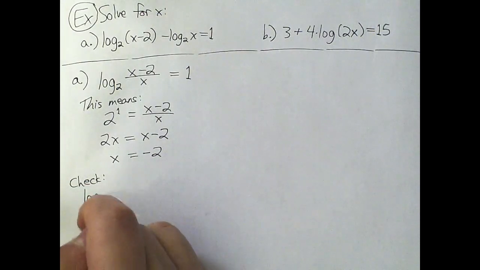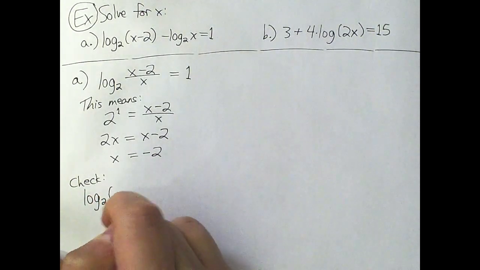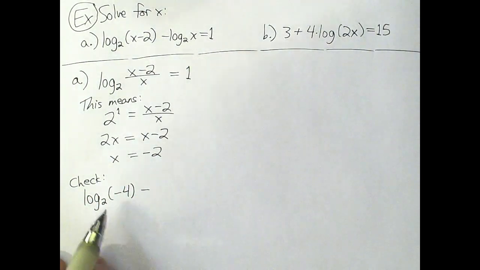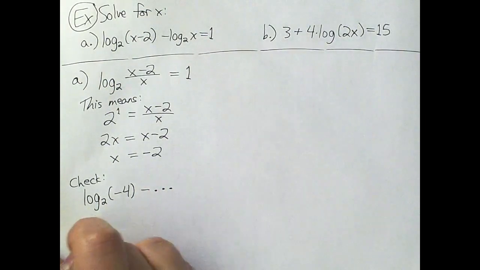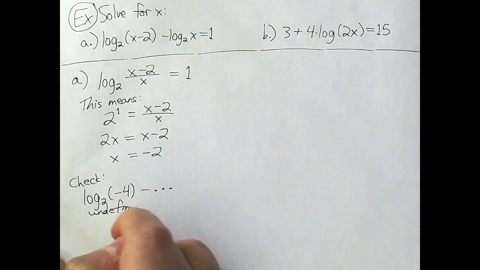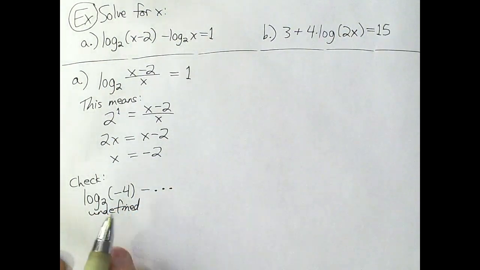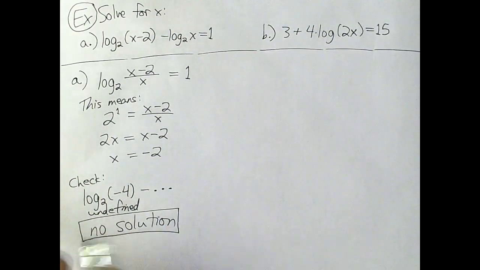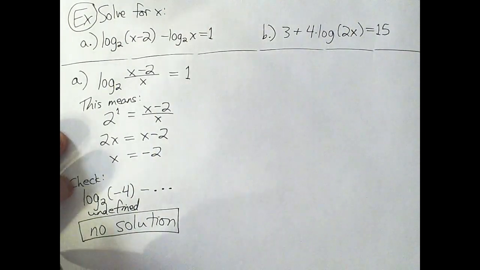So in the original problem, this says log base 2 of negative 4 minus, hold up, this is already undefined. You can tell already. This is a problem. There's no way the rest of that line can make sense. As soon as you have something undefined, it's not a solution. So in fact, the answer to part A is there is no solution. Because we only found one thing that we thought was going to be a solution, but it doesn't work in the original problem. So this logarithmic equation happens to have no solution.